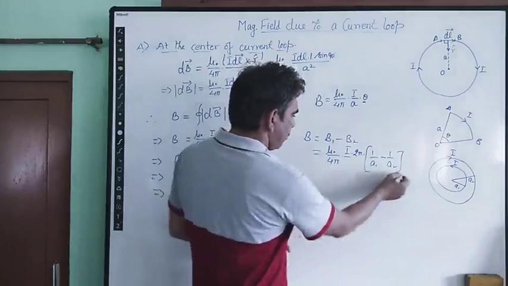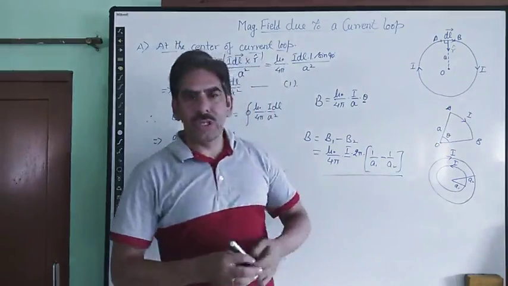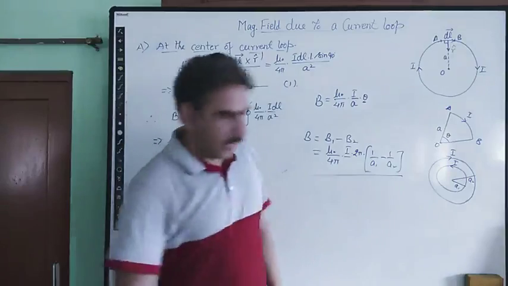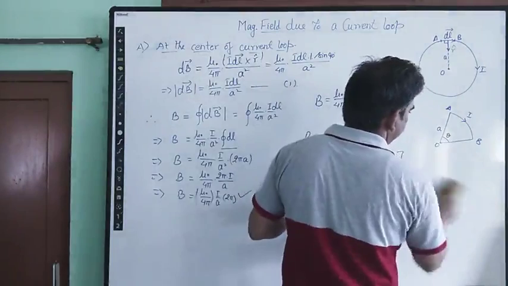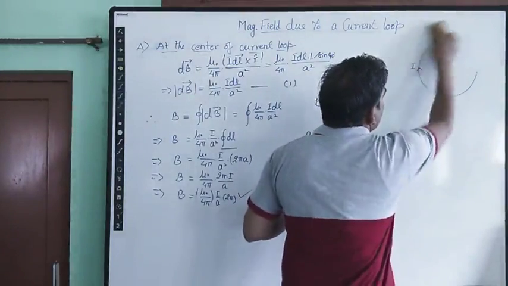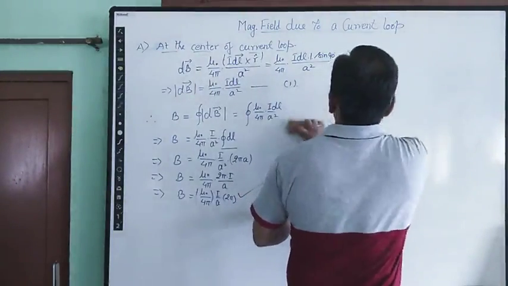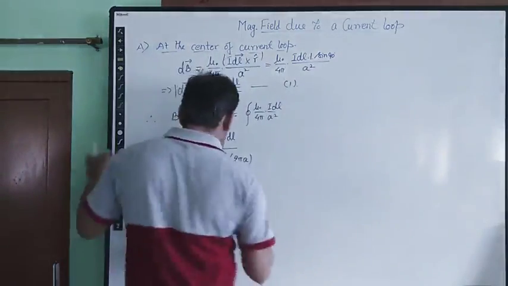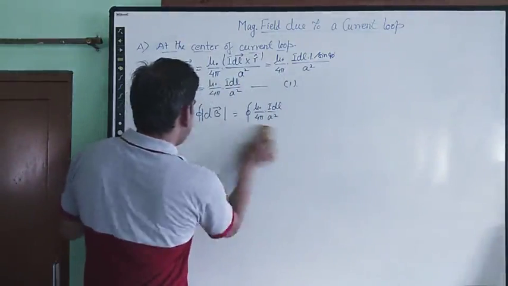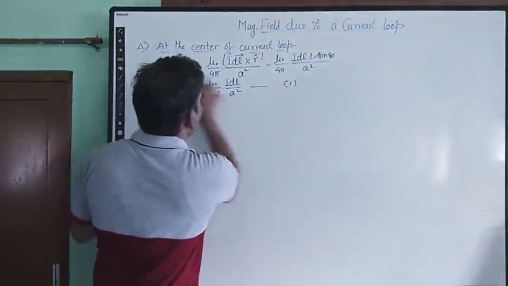Okay, so these are the methods to find out the magnetic field due to the current carrying loop at the center. What if we are interested in finding the magnetic field at the axial line of the loop, which is passing through the center of the loop and is perpendicular to the plane of the loop?